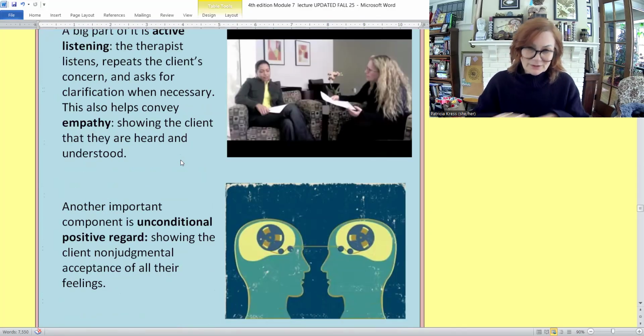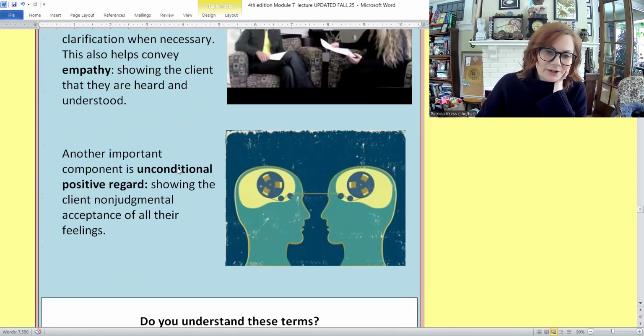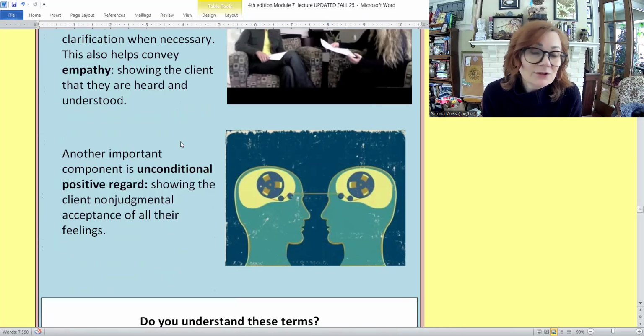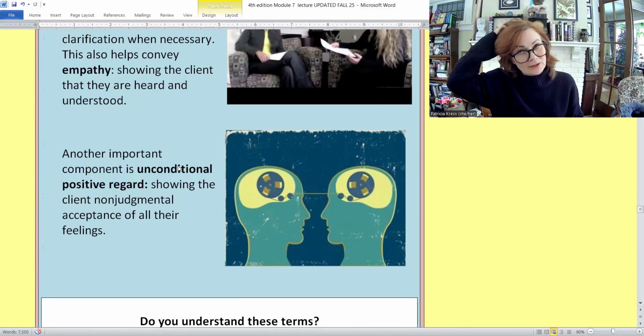Another important component of creating that safe environment is unconditional positive regard. That is like conveying the message to the client that I'm going to accept you and like you no matter what you tell me in here, right? I will accept your feelings. I will accept everything about you, right? So you can be honest. You can be open. You don't have to hide anything. And that can be a healing environment. It'll allow the person to figure out who they really are, right?